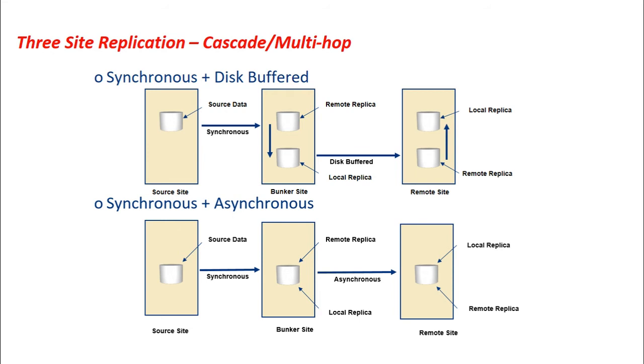If a disaster occurs at the remote site or if the network links between the bunker site and the remote site fail, the source site will continue to work as normal with the disaster recovery protection provided at the bunker site. So that is your three-site replication with synchronous plus asynchronous.